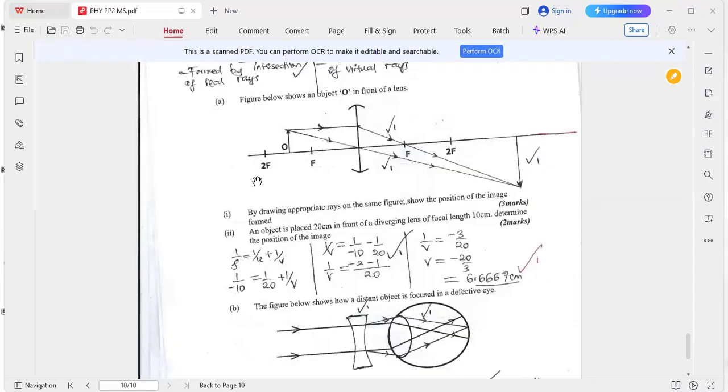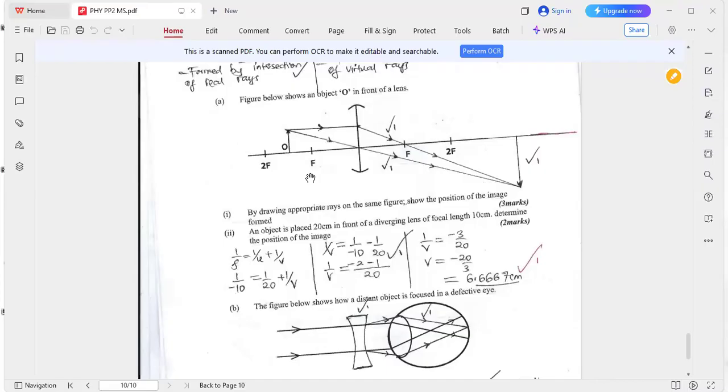So you will find that the difference in terms of rules of reflection and refraction is that here we only have three. A ray parallel to the principal axis is refracted through F on the other side. A ray through the optical center is not refracted, it passes straight. A ray through the principal focus is refracted parallel to the principal axis on the other side.